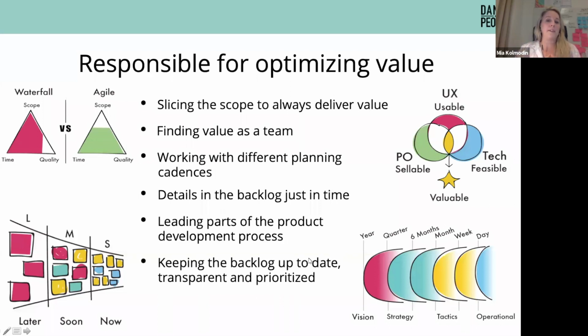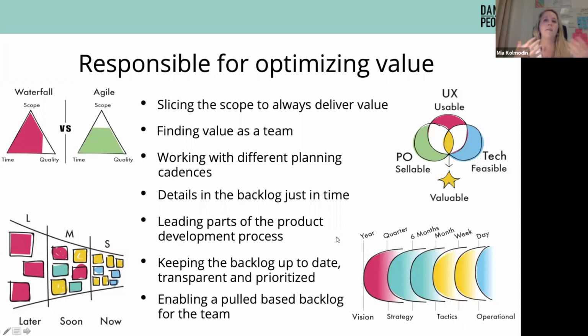Keeping the backlog up to date, transparent, and prioritized, and finding ways of doing it. I will show some methods for how you can do this, which are some of the methods that really helped me a lot in becoming a product owner. So this is a job that's really important for everyone, of course, to see what's actually going to come in the future. And it could be very difficult to do this, maybe especially now when we are sitting distributed and not working in a physical space. How do you manage to do this? So hopefully we can find some good ways of doing that.